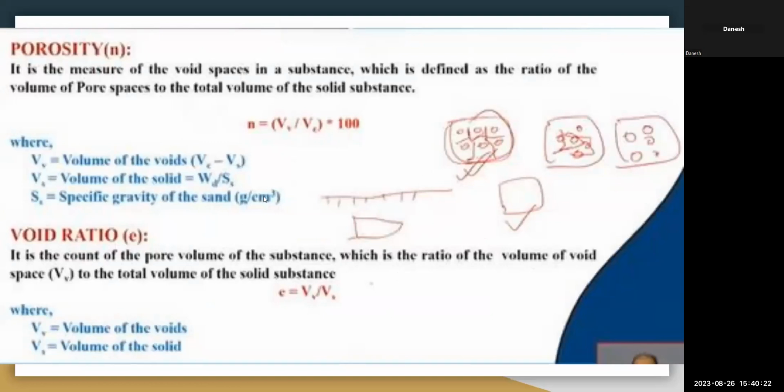The first one, porosity, is defined as the ratio of volume of pore spaces to the total volume of solid substances. In void ratio also, it is a ratio of volume of void spaces to the total volume of solid substances. There is no difference. This is wrong. Actually, porosity is not the total volume of the solid substance. It's the total volume of the soil, not solid substance. What is provided here is wrong. Okay, madam. Thank you.